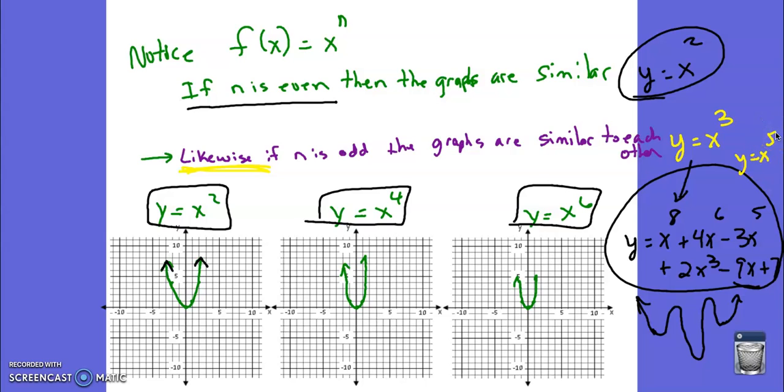x to the 7th will look similar to x to the 3rd. Depending on the function, it may have more loops and all that kind of stuff, but the end parts of the graph will look very similar to the base function or parent function.